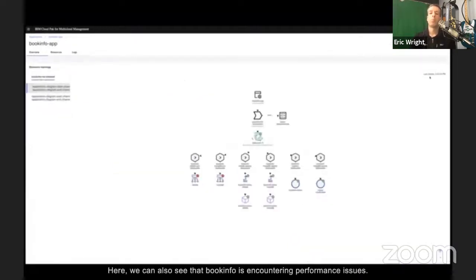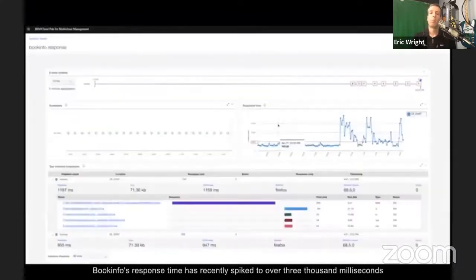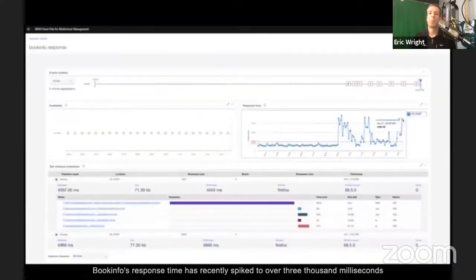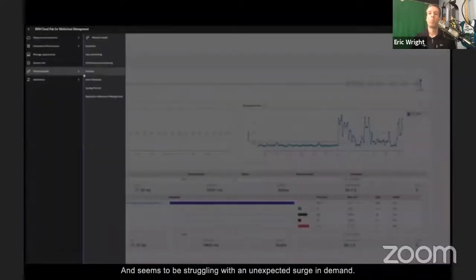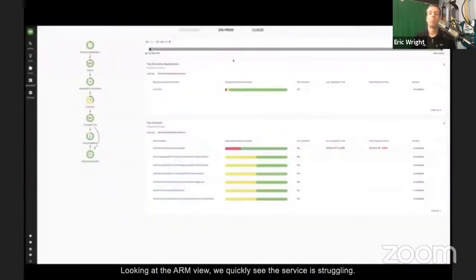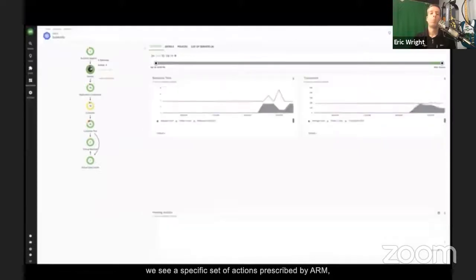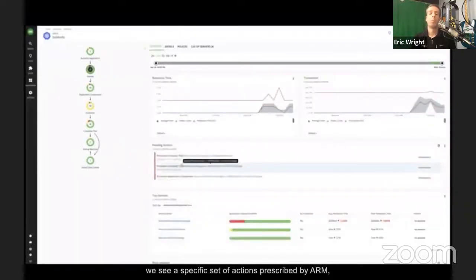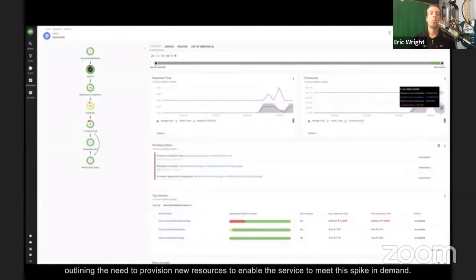Here, we can also see that BookInfo is encountering performance issues. BookInfo's response time has recently spiked over 3,000 milliseconds and seems to be struggling with an unexpected surge in demand. Looking at the ARM view, we quickly see the service is struggling. Shifting from a view of overall health to response time, we see a specific set of actions prescribed by ARM, outlining the need to provision new resources to enable this service to meet this spike in demand.